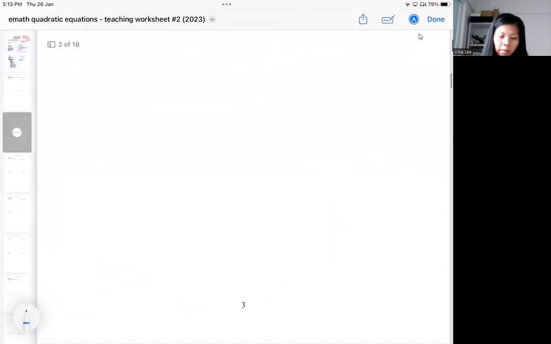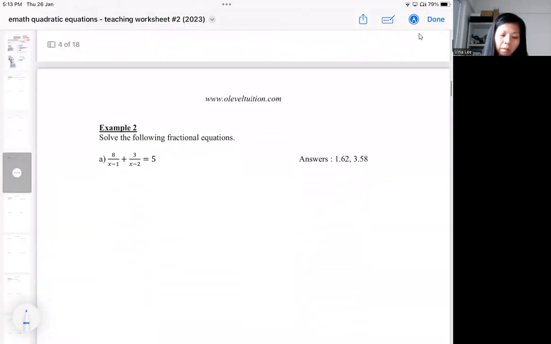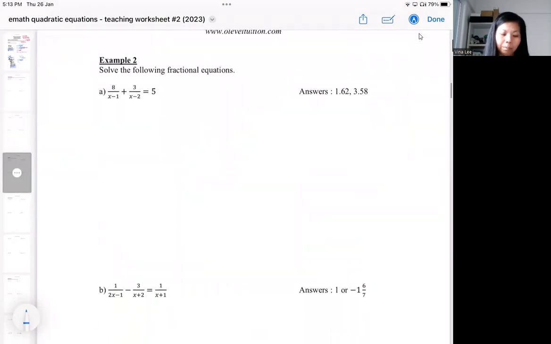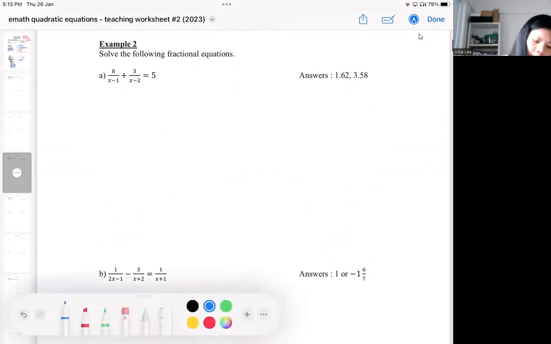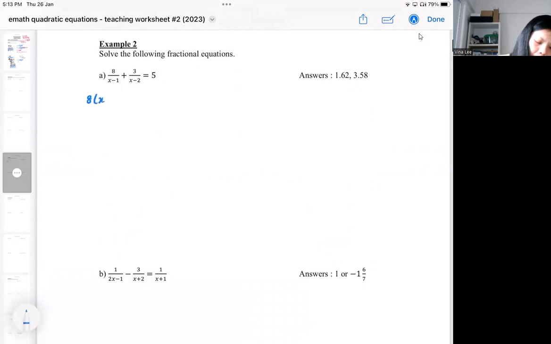Okay, so we still got a bit more idea in example 2. So in example 2, it's the same thing. If you look at 2a, we are adding fractions, and you look at the denominator. Both the denominators are not quadratic. So if it's not quadratic, what you can do is multiply the missing bracket.